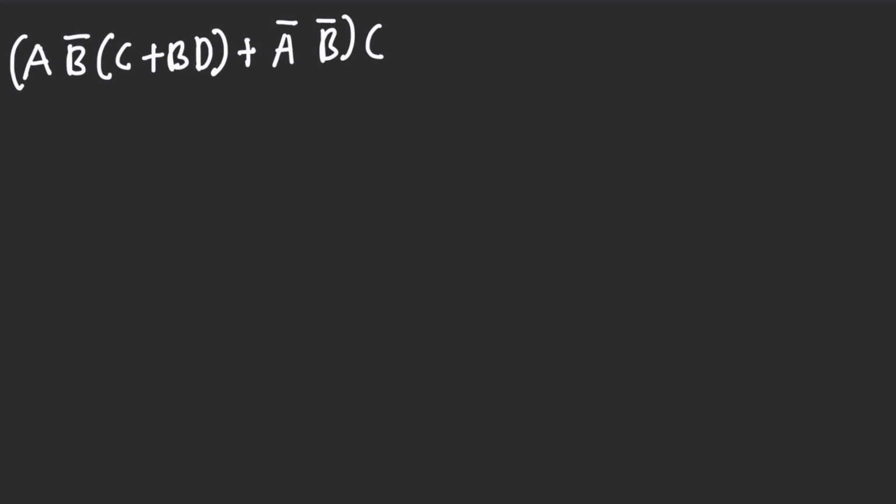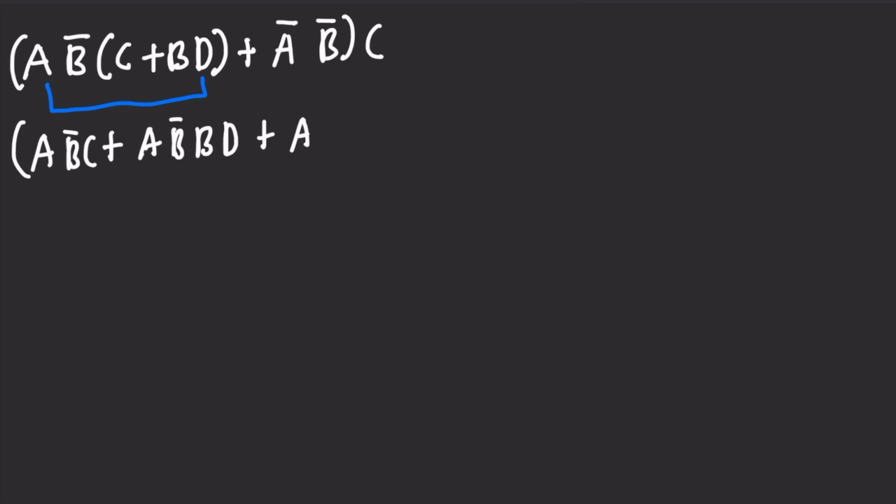So the first thing is we're going to go ahead and look into the inner parentheses right here. We're going to go ahead and follow that through. You have A, B, make sure you have your outer parentheses, plus your C, plus your A, B naught, B, D, plus A, B naught, times C.